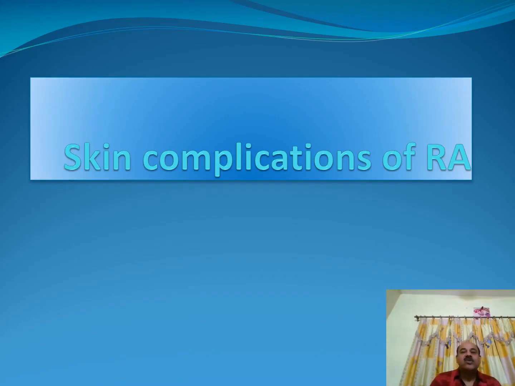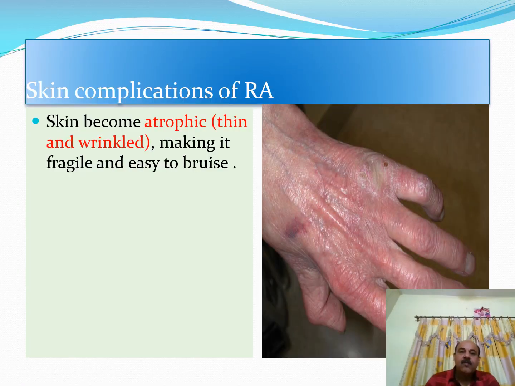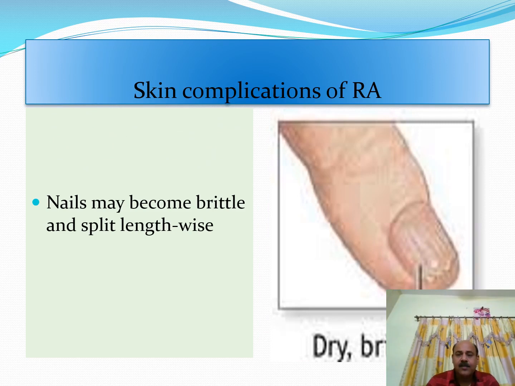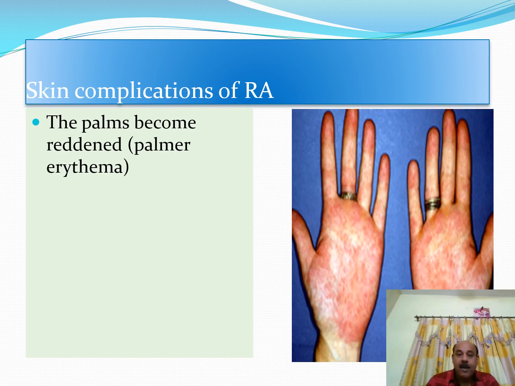Skin complications of rheumatoid arthritis. These skin complications of RA include atrophic skin. The skin becomes very thin, papery and wrinkled. It becomes very fragile, and subcutaneous hemorrhages can develop very easily on a very small trauma. The nail becomes rough and brittle. Palmar erythema, palms may become red.